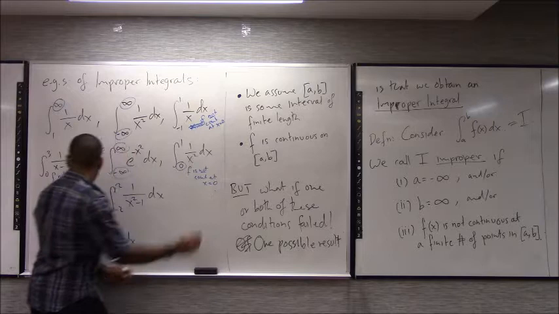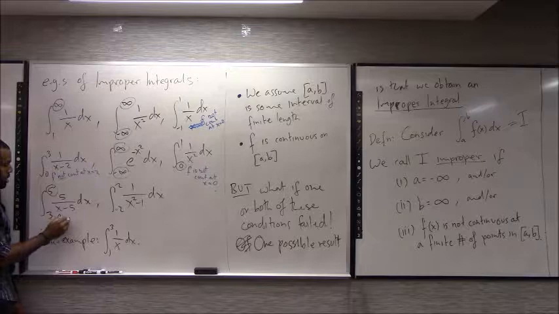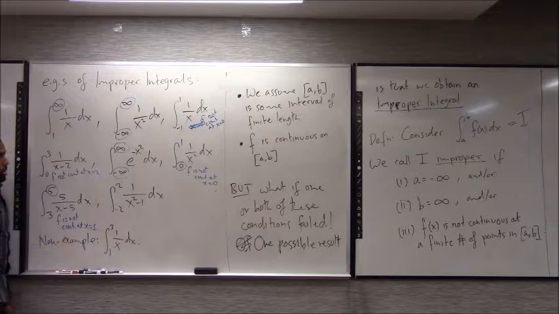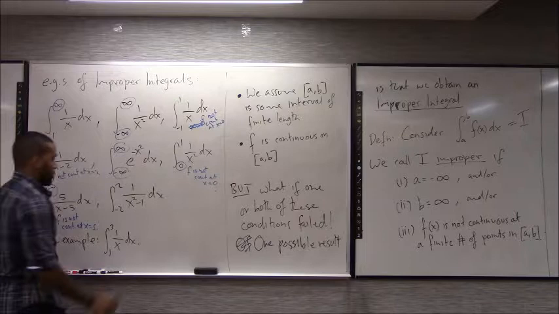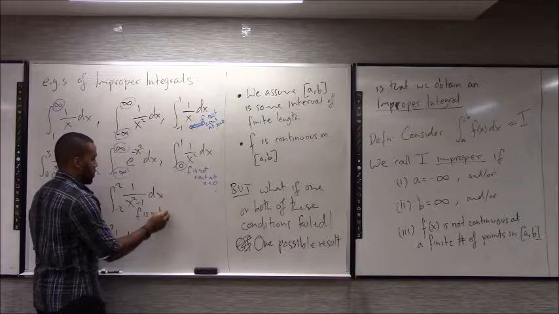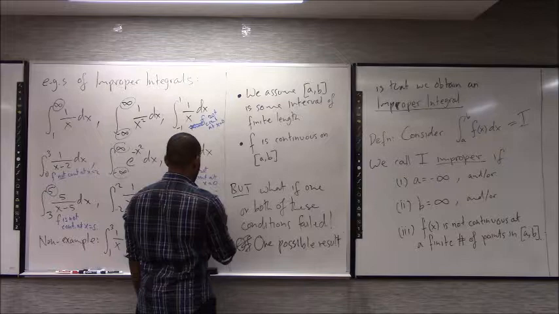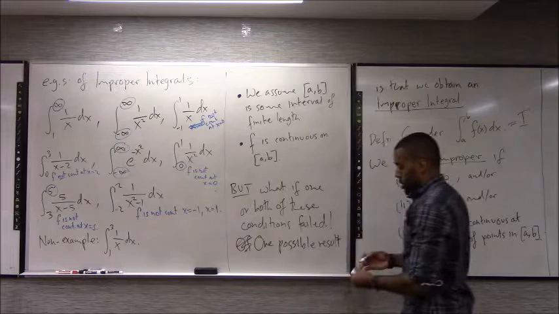This is a problem because f is not continuous at 5. And what about this one? What's the issue here? So we don't have infinite intervals, but f is not continuous where? 1. Both 1 and negative 1. So there are actually 2 points, and both of those points are in these intervals. So this is an issue.